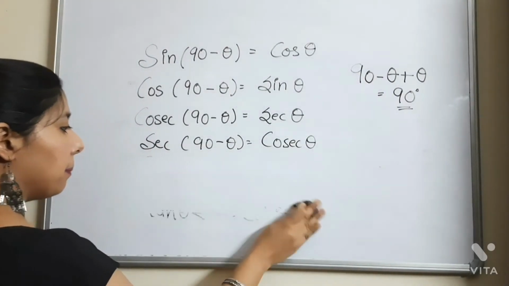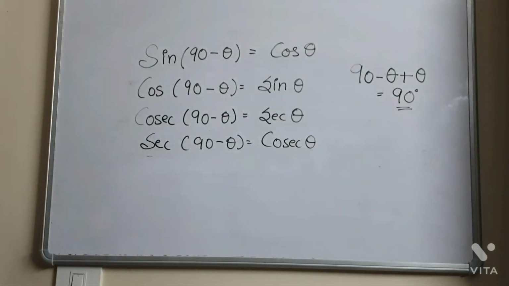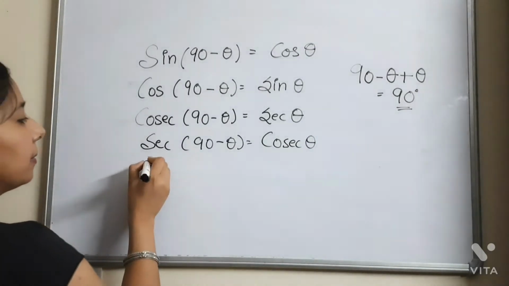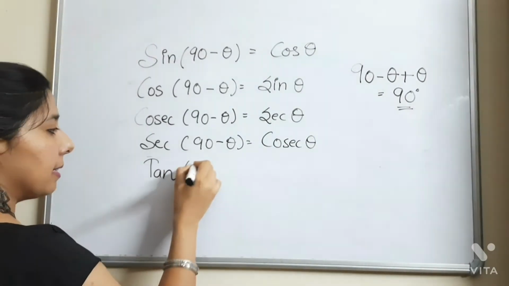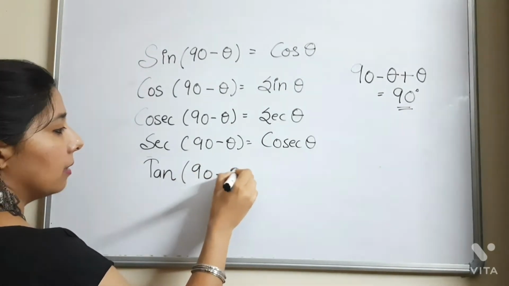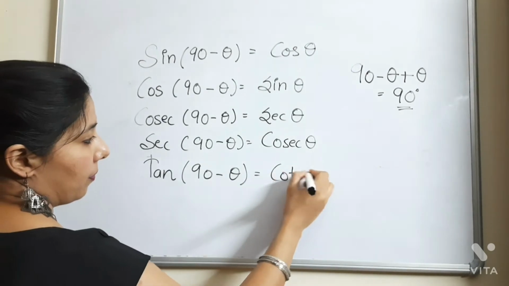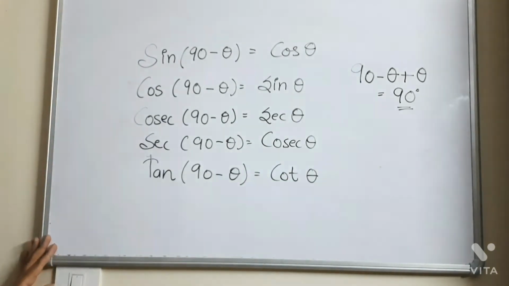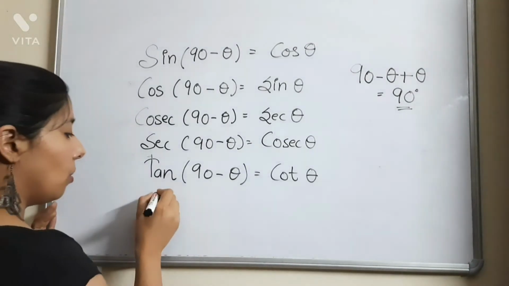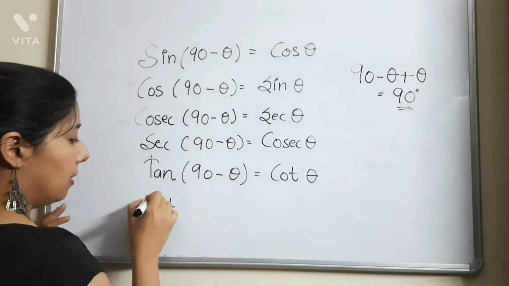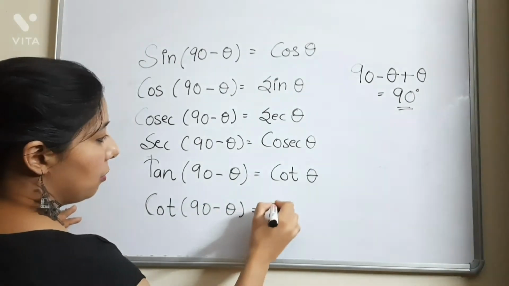Now the last complementary pair is tangent with cot. It means if it is tan theta, like I am writing tan of 90 minus theta, then it will be cot theta. And it can be written either way as well. It can also be written as cot of 90 minus theta is equal to tan theta.